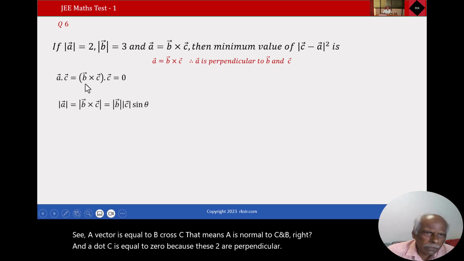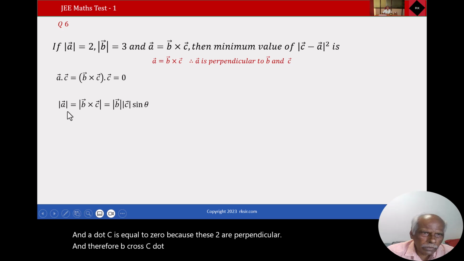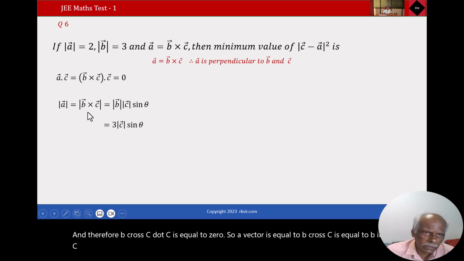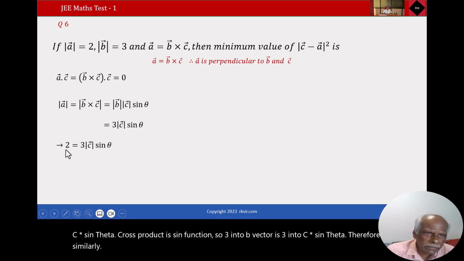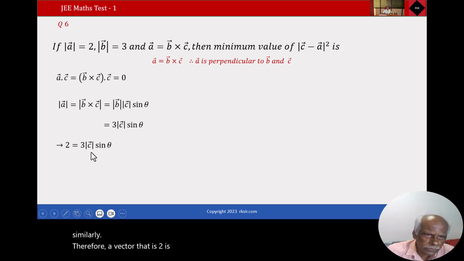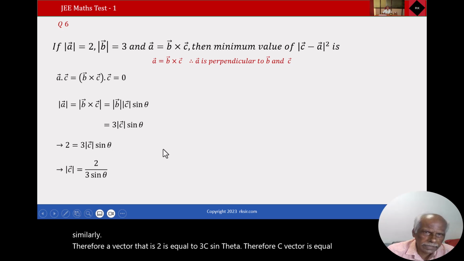And therefore B cross C dot C is equal to 0. So the magnitude of A vector is equal to the magnitude of B cross C, which is B into C into sin theta, since the cross product involves the sine function. So 3 into C into sin theta. Therefore A vector, that is 2, is equal to 3C sin theta. Therefore C vector is equal to 2/(3 sin theta).